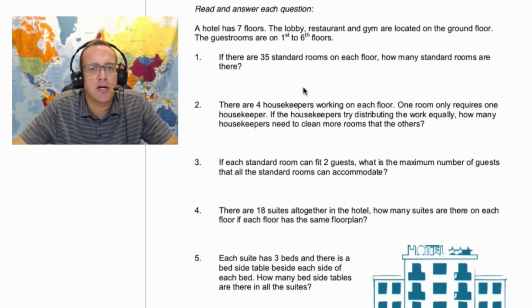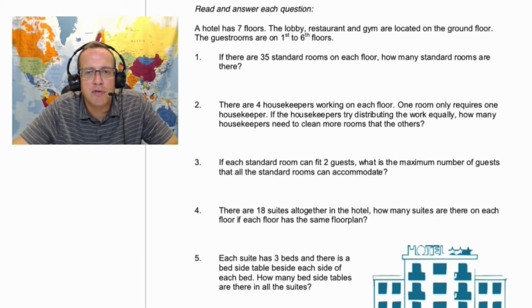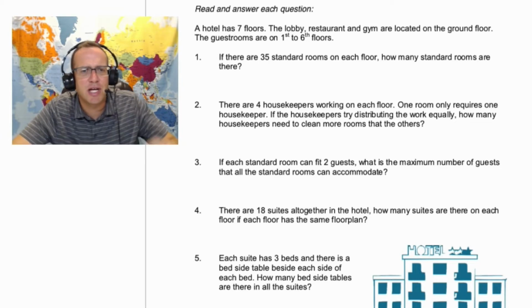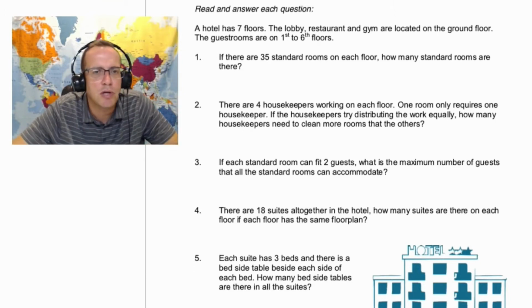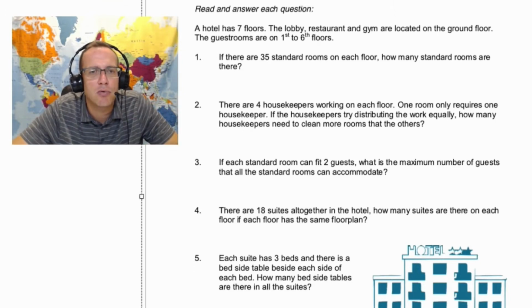So let's go ahead and talk about this one now. So a hotel has 7 floors. It has a lobby, a restaurant, and a gym, and they're located on the ground floor. The guest rooms are on the 1st through 6th floors. So essentially in this hotel we have a ground floor and then floor 1, 2, 3, 4, 5, 6. Okay, that's good information. Let's look at number 1.